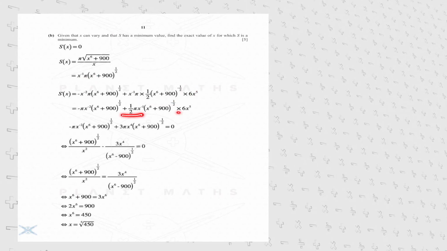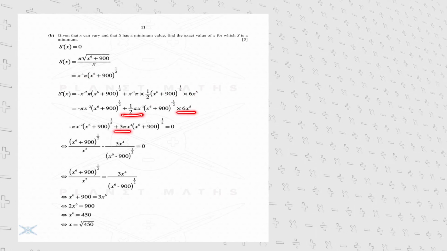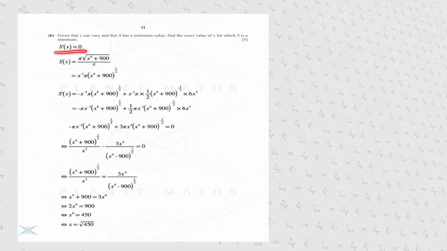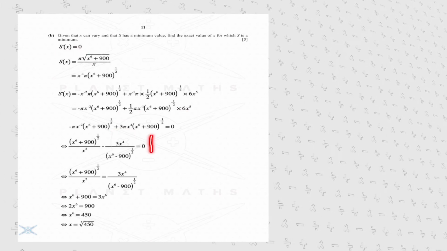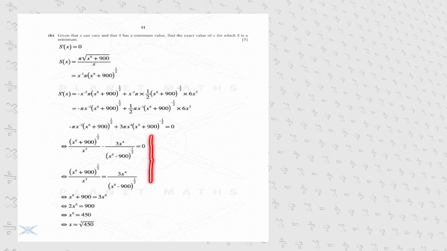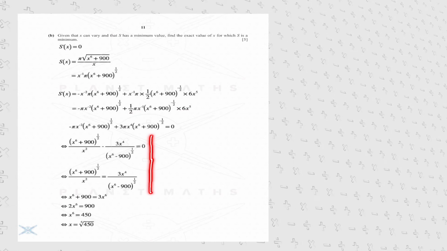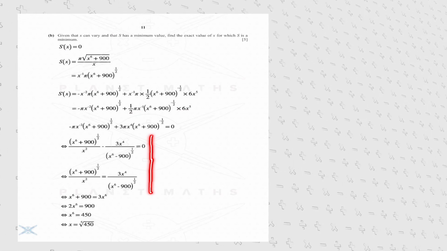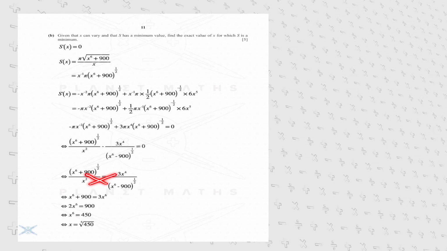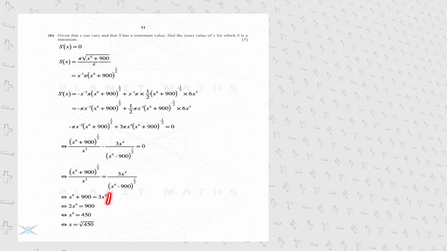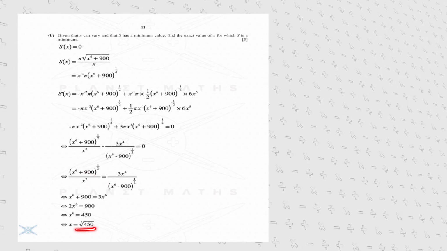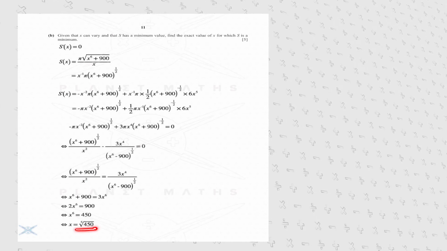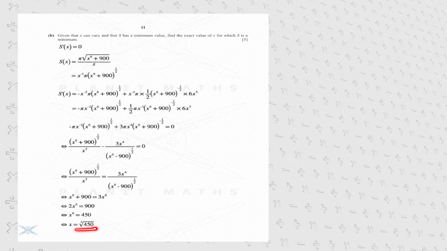After simplification we will have to equate this expression with 0 in order to find the minimum, and the simplest way to proceed here is to attempt to eliminate the denominators by multiplying both sides of the equation with both denominators. Thereafter we rearrange our equation for x and receive the solution that the 6th root of 450 delivers us a minimum value for S.